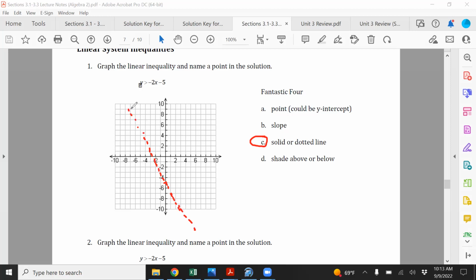Now, because y is already isolated, great. Y's got to be above. Sorry, y is greater, so do we shade above or below? Above, sorry, I know I gave it away.